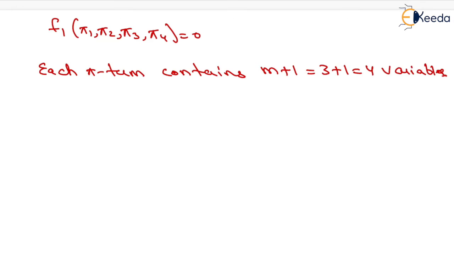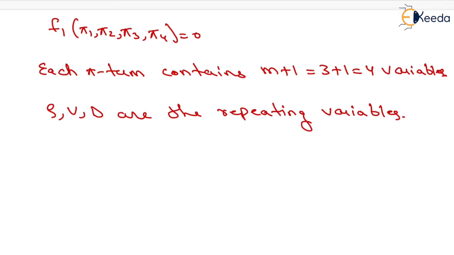Out of 4 variables there are repeating variables. Now we have to choose the repeating variables. So rho, v and d are the repeating variables. So we have 4 pi terms as pi 1 equals to d to the power a1, v to the power b1, rho to the power c1 and delta p.